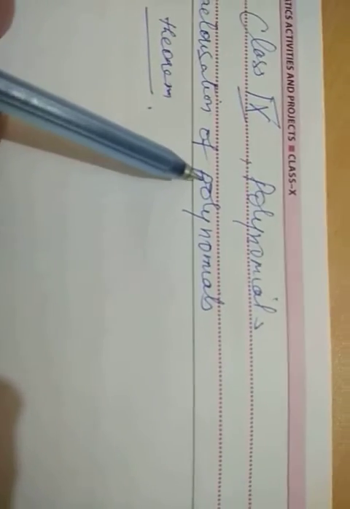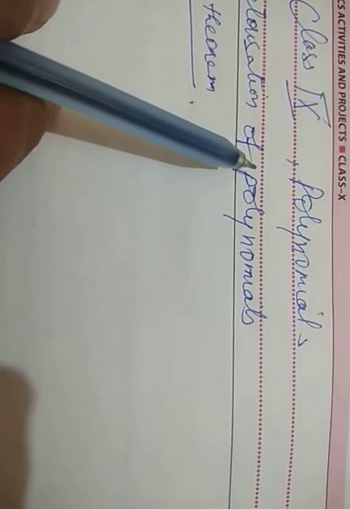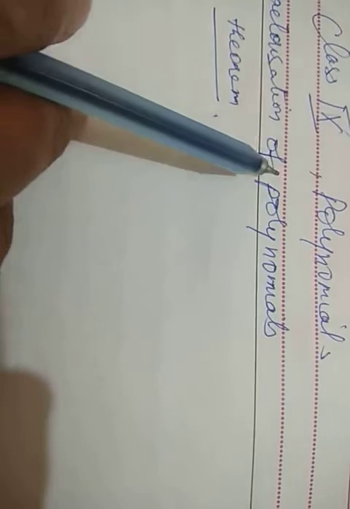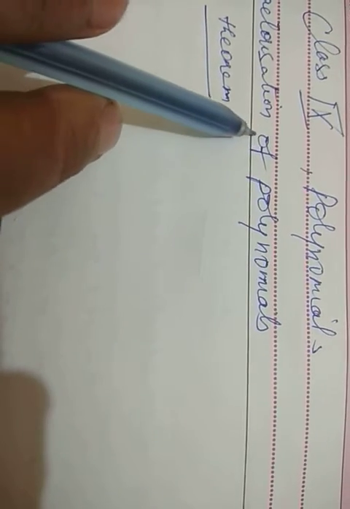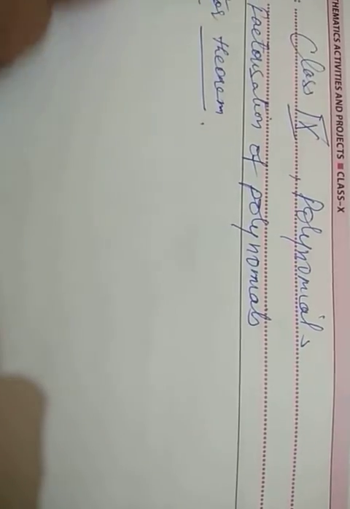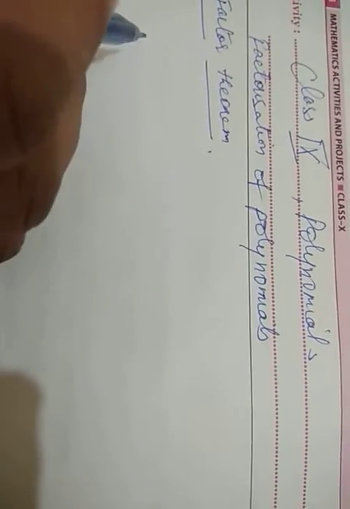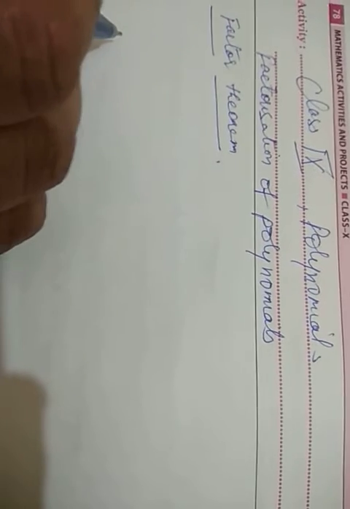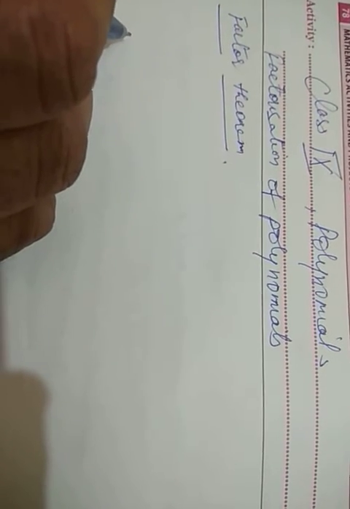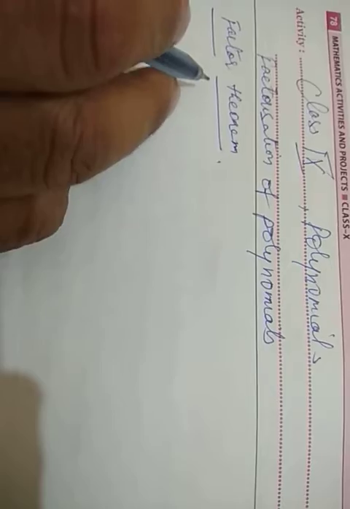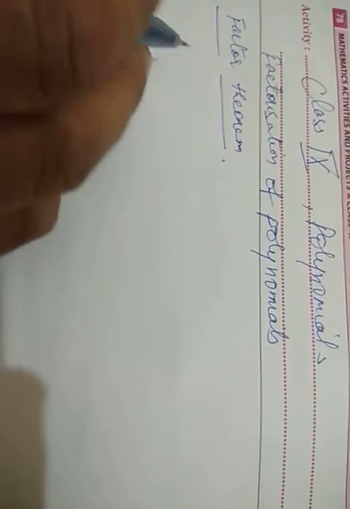Yesterday we discussed the remainder theorem in our continuation of the chapter on polynomials, and we dealt with some problems related to the factor theorem. Today we will continue our chapter with factorization of polynomials, and we have to study the factor theorem. We know about the remainder theorem. The factor theorem is similar to the remainder theorem.